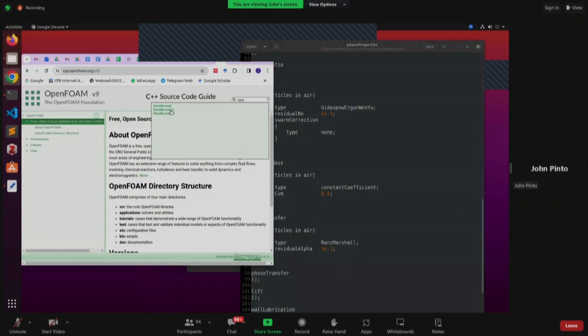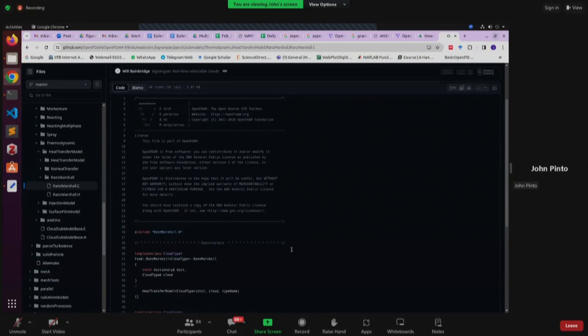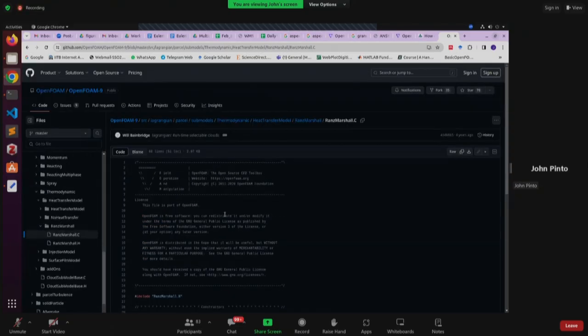Let me open the C file. Here you see the Nusselt number will be calculated based on the Re and Pr. So for this, the size of the particles will be needed. What I can remember is that the heat transfer within the solid is not modeled, only the heat being transferred from the solid to the fluid is modeled. If you need more information about this, you can read the literature about the Ranz-Marshall model.